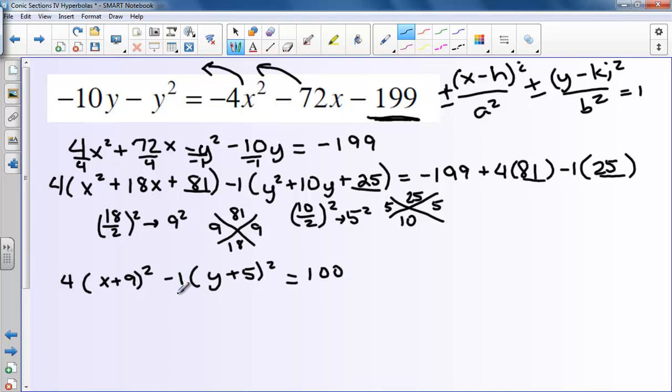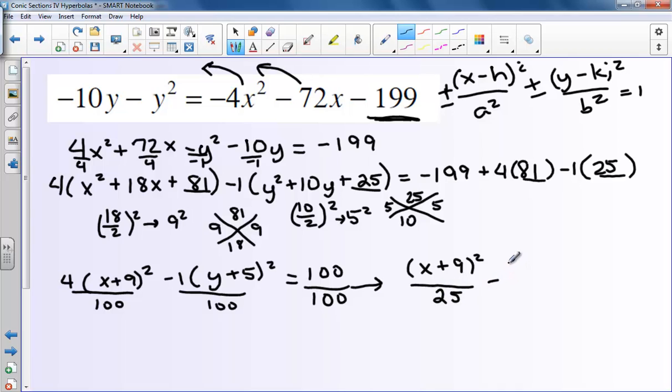And it has to be equal to 1 to be in standard form. So my final step is I'm going to divide everything by 100. And then let's go ahead and reduce or simplify anything we can. So I can simplify 4 over 100 becomes 1 over 25. So I've got (x + 9)² over 25 here.